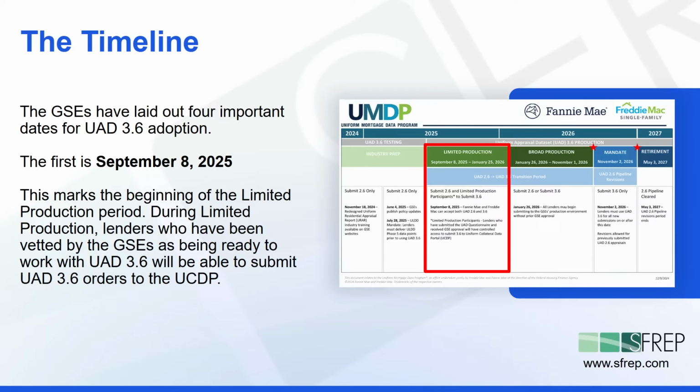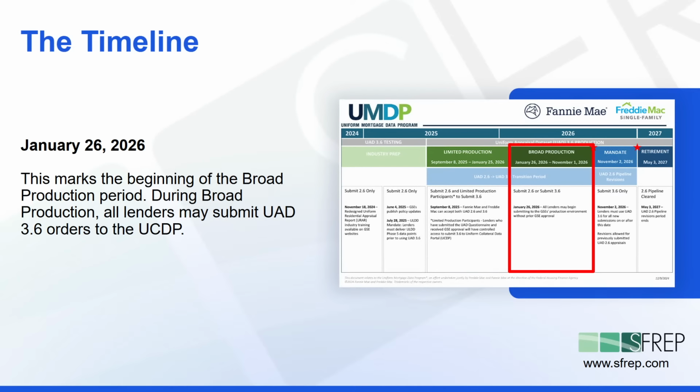Sometime next summer, maybe late summer, you'll probably get to a point where there's going to be a balancing point where you're doing 50-50 of the old UAD 2.6 reports and 50% of the new UAD 3.6. So you've got a little bit of time, but don't procrastinate. You're going to want to go ahead and get all your ducks in a row for the new UAD 3.6 now. So the next date is broad production. That starts January 26th of next year and runs through November 1st.